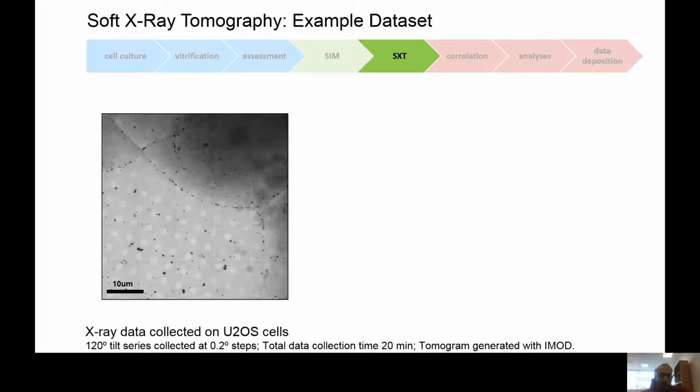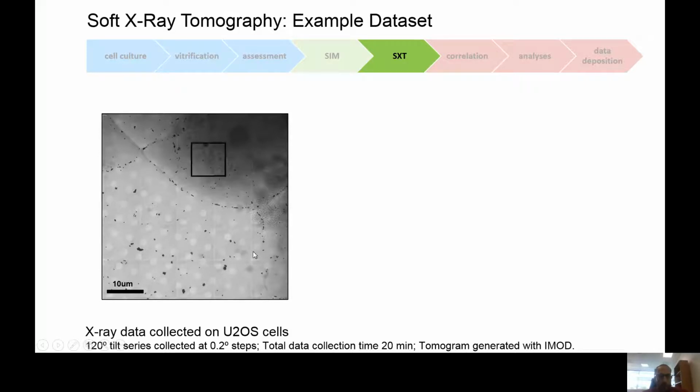So this is an example data set of some of the data that is possible to collect with our X-ray microscope. And what you're looking at here is an X-ray mosaic. That's a mosaic of 5 by 5 images. Each individual image is about 10 micrometers by 10 micrometers, so this whole region is about 50 by 50 micrometers.